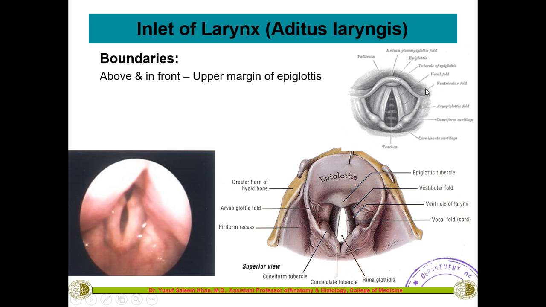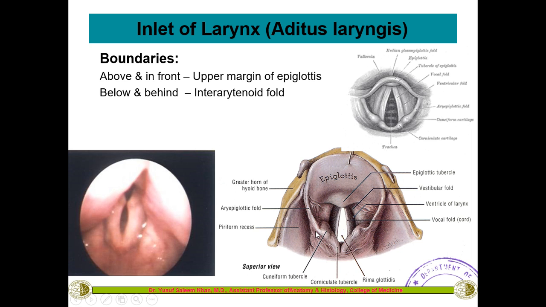Then try to compare it with this picture, how it looks like here. So the first structure in the front will be the upper margin of the epiglottis. So this is the upper margin of the epiglottis, and here you can see this is the epiglottis upper margin. Posteriorly, we have the interarytenoid fold. There are two interarytenoid cartilages, and there is a fold on that. This is called the interarytenoidal fold.